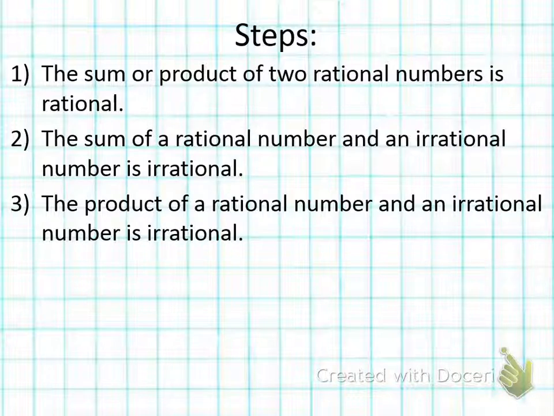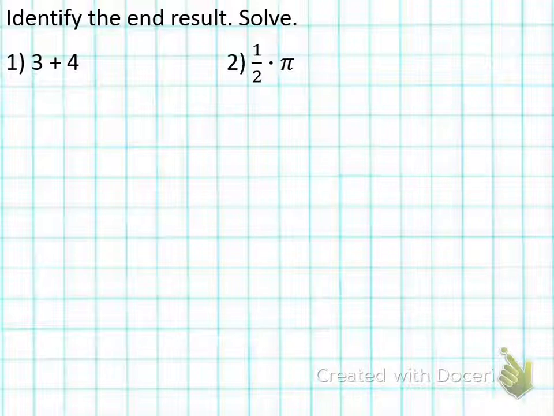Oh wait, the sum or product of 2 rational numbers is rational. No "if," I don't know where I said if. Rule 2: the sum of a rational number and an irrational number is irrational. And 3: the product of a rational number and an irrational number is irrational. Okay? So the only thing I'm doing is identifying the end result, and then I'm just going to add them if I need to.